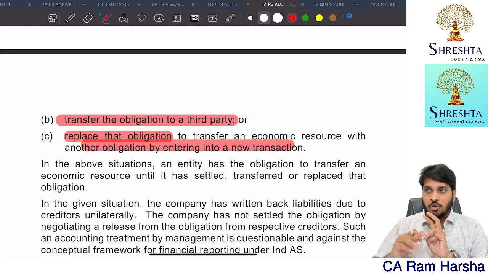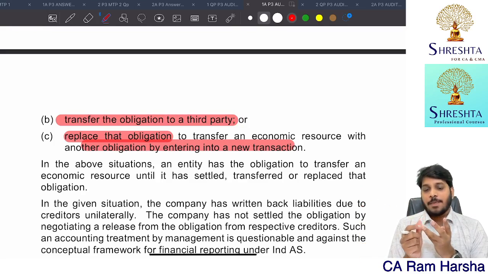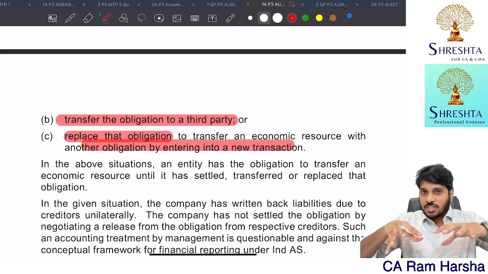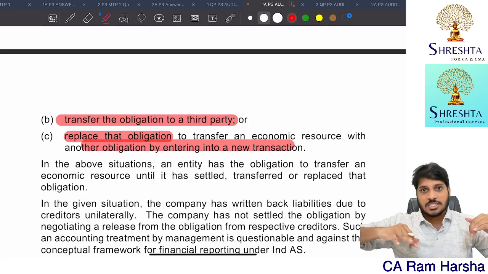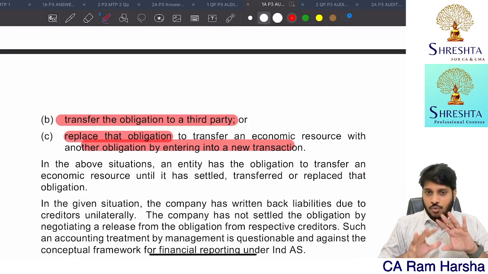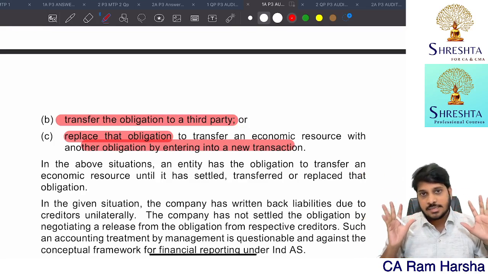One method is that you pay and clear the liability. Apart from that, get a waiver from the third party, or transfer this liability to some other party. Third, the obligation you have, replace it with another obligation. Nothing but you send me defective goods, take them back, and give me new proper goods. Only in these three ways can the liability be settled.